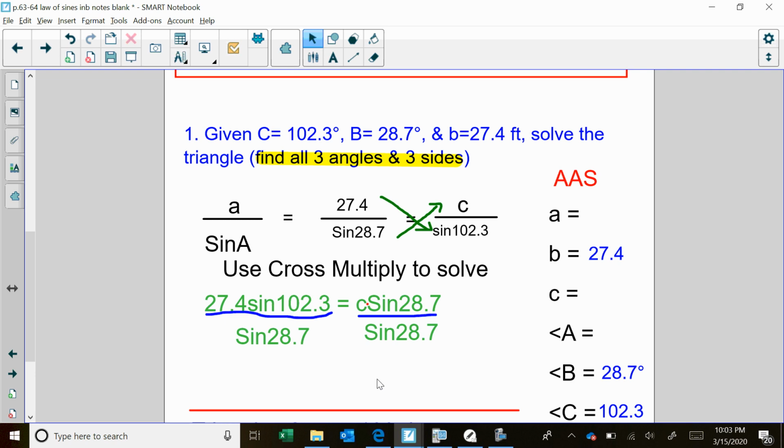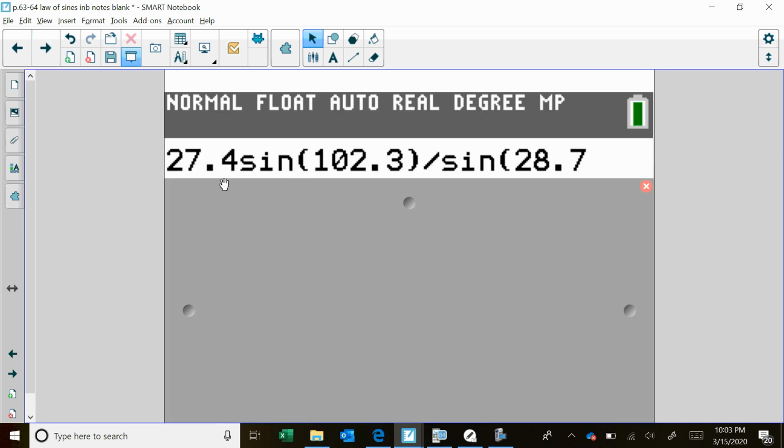And we will find little c, which I have on the next screen using the calculator. So I'll show you now what it's going to look like when you type in your calculator. So sine 27.4 sine of 102.3. Now, as you're typing this in your calculator, you have to type this parentheses in. Otherwise, everything will mess up. And then you can divide it by sine 28.7.